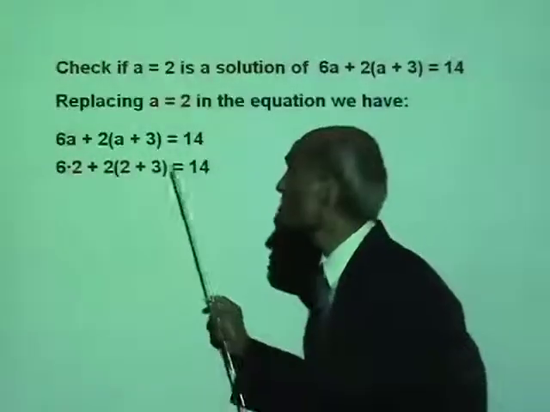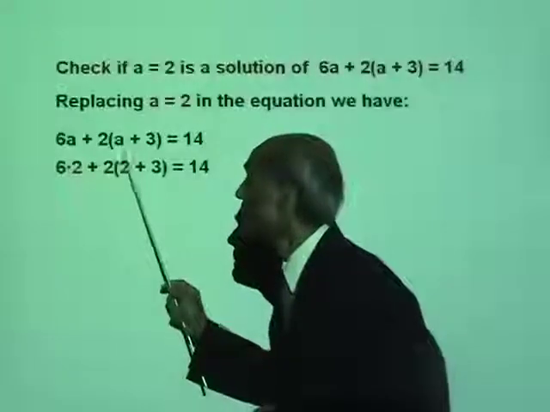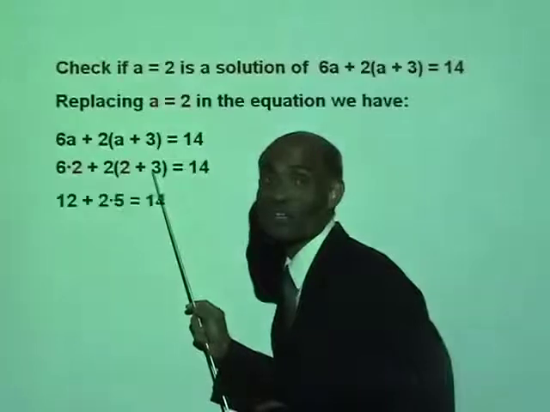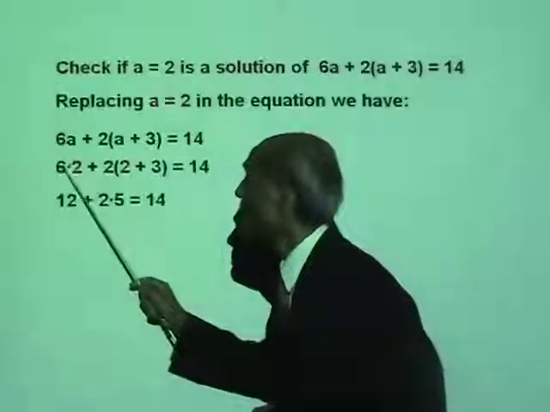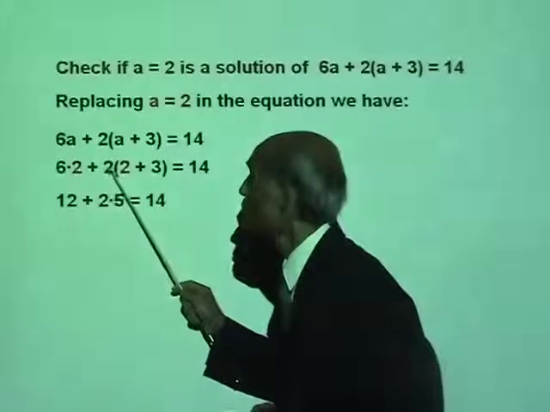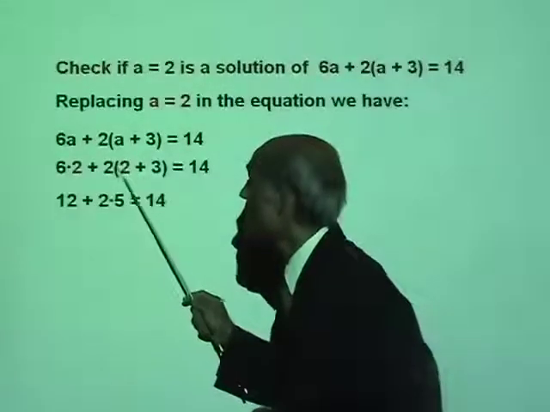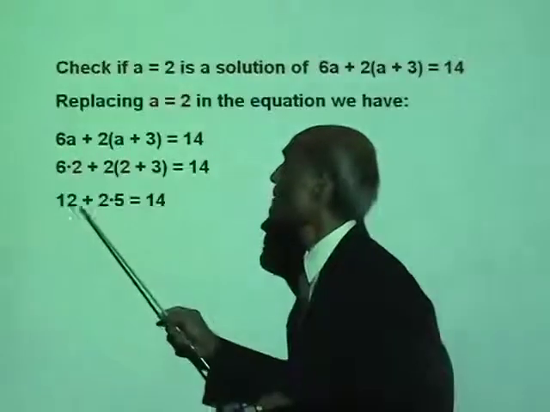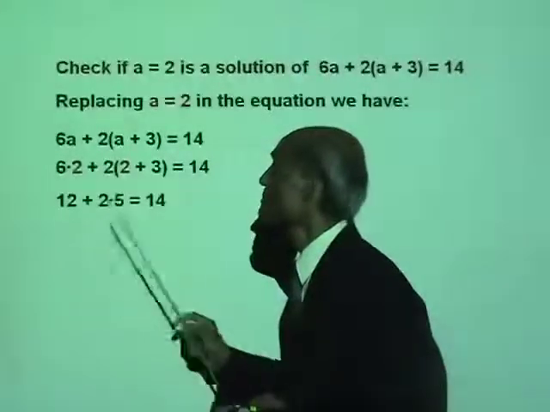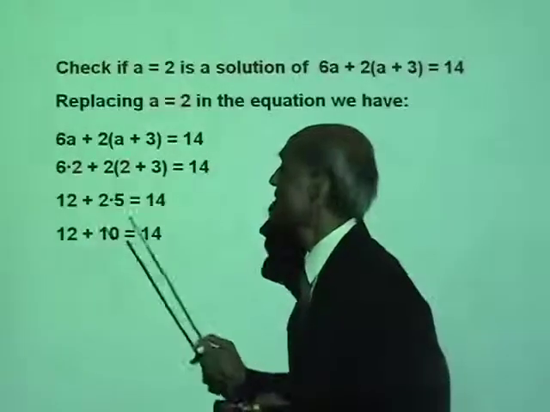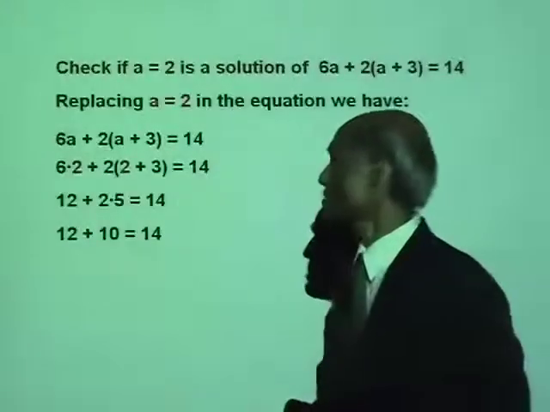What do you do to simplify the left-hand side? First, simplify inside the parenthesis, right? So that will be 6 times 2 is 12 plus this 2 multiplied by 2 plus 3 is 5. And what is that? What is 12 plus 2 times 5? 12 plus 10 equal to 14.